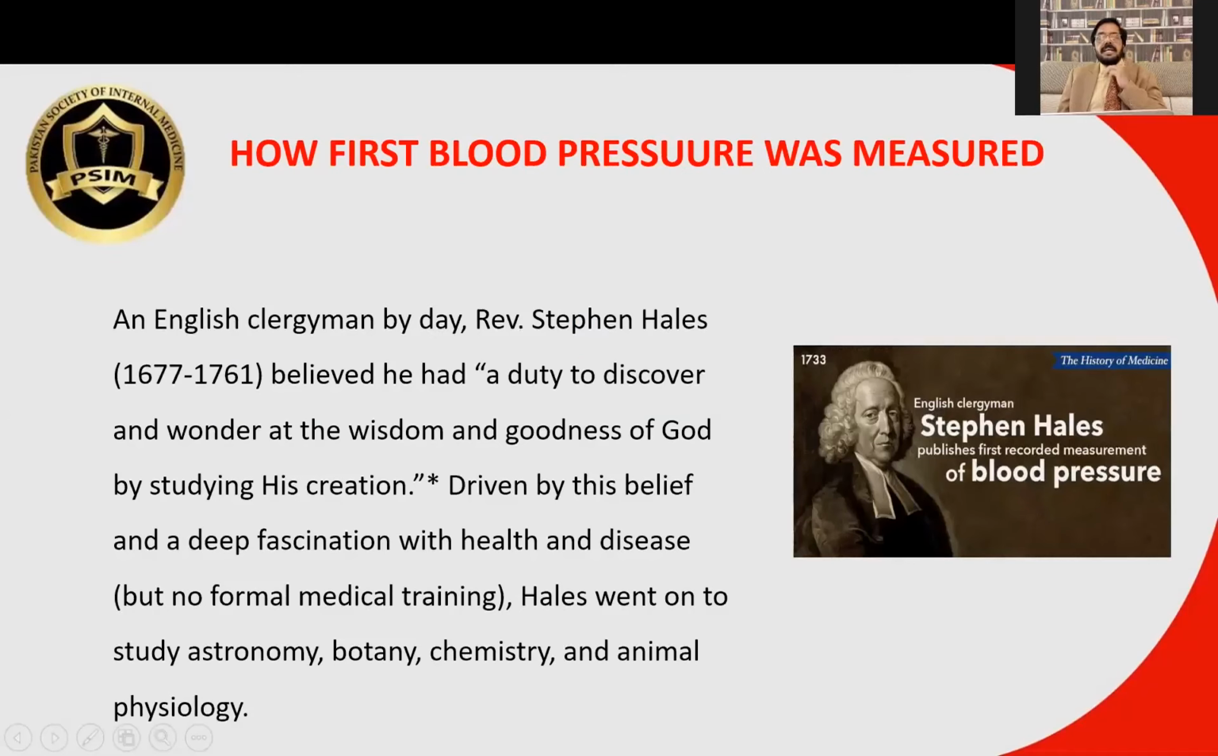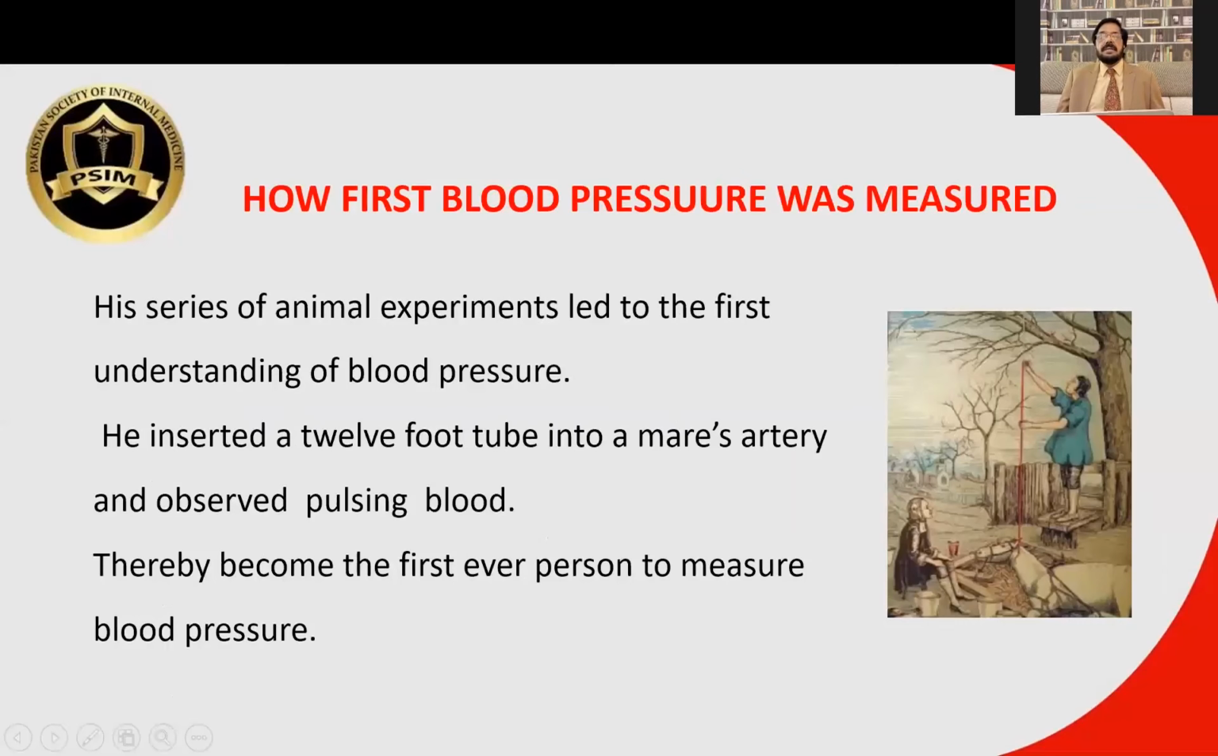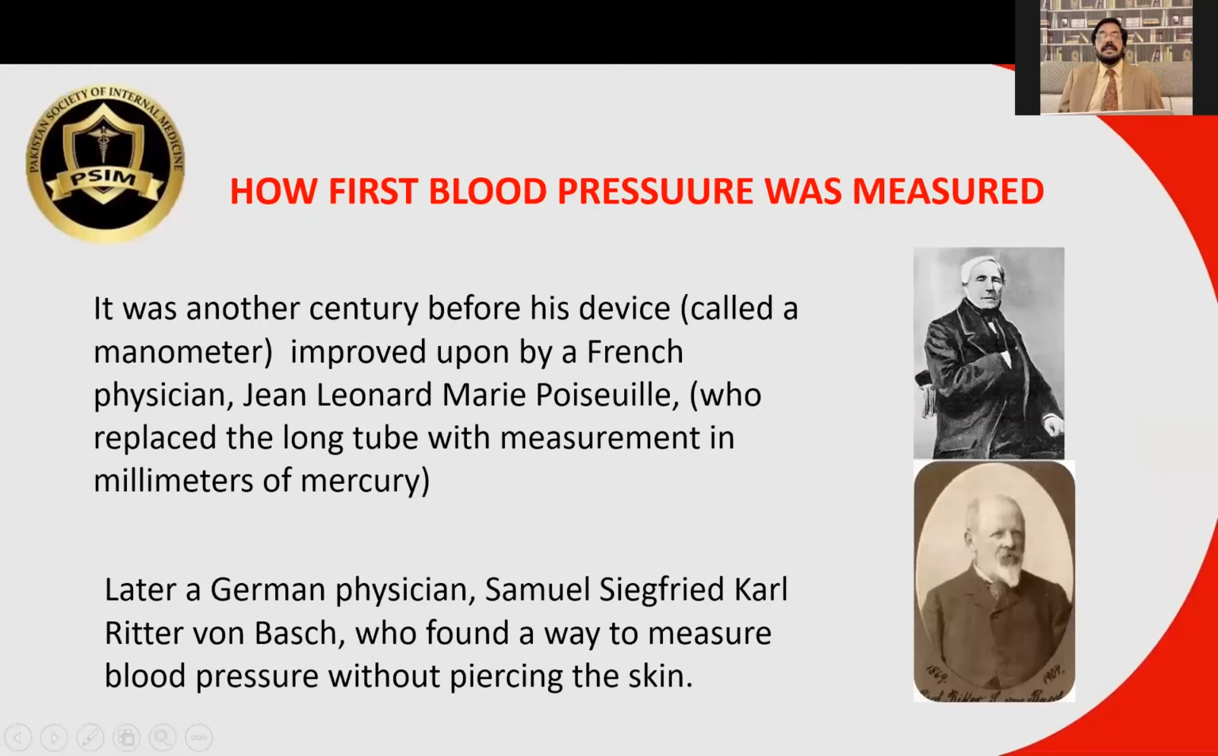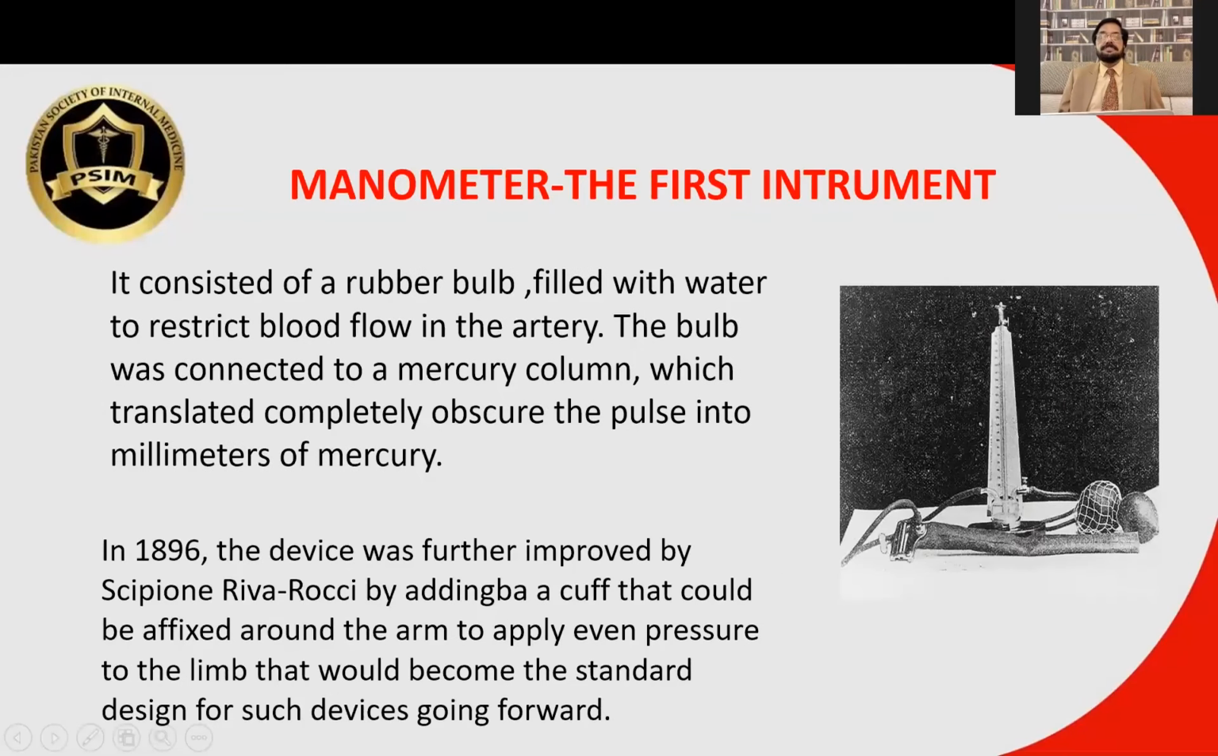It was Rev. Stephen Hales who took the pressure for the first time in a horse, rather a mare. He used a 12-foot-long tube, opened the artery and took the blood pressure. You can see this in the figure as well. Later on, things were further developed by two very important historians. The manometer was the first instrument taken into account, in 1896. The device was further improved by Scipione Riva-Rocci by adding a cuff, and at that time it was used just to take the systolic blood pressure.